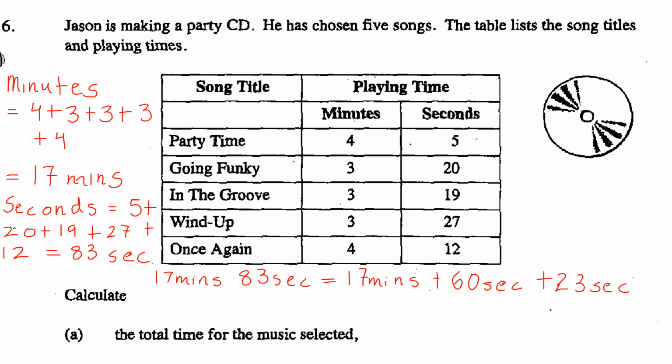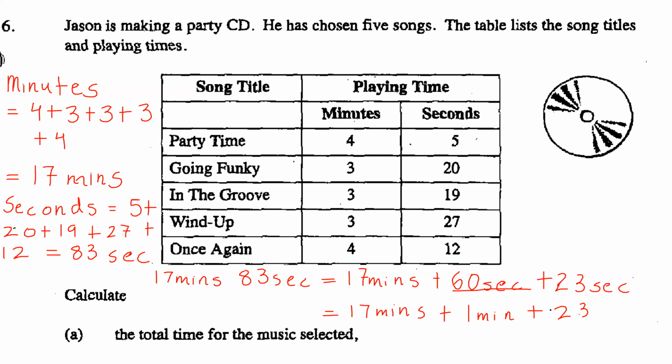All right, why would we do that? Because 60 seconds equals, what is 60 seconds? That equals 1 minute. So it's going to be 17 minutes plus, what is 60 seconds? Well, 60 seconds is going to be 1 minute. And so we have 17 minutes, 1 minute, and 23 seconds.